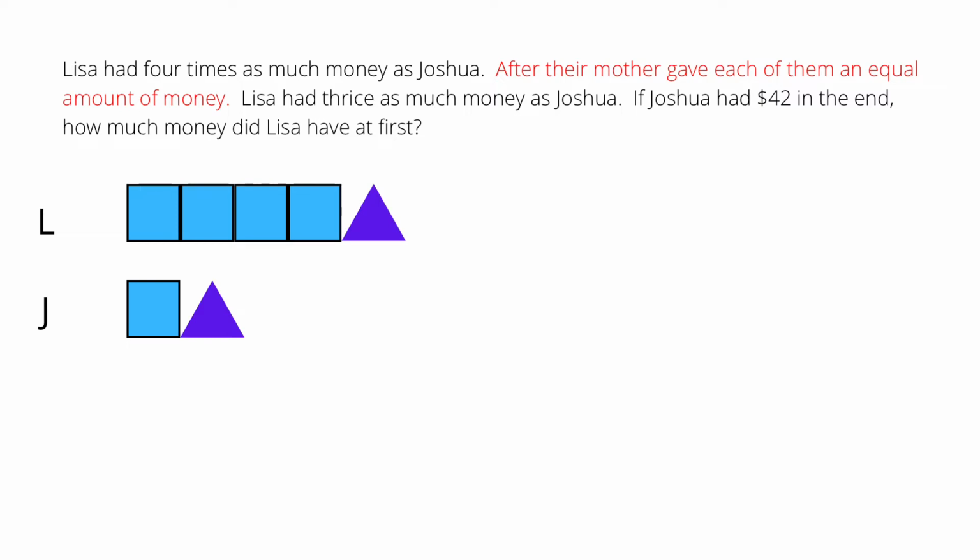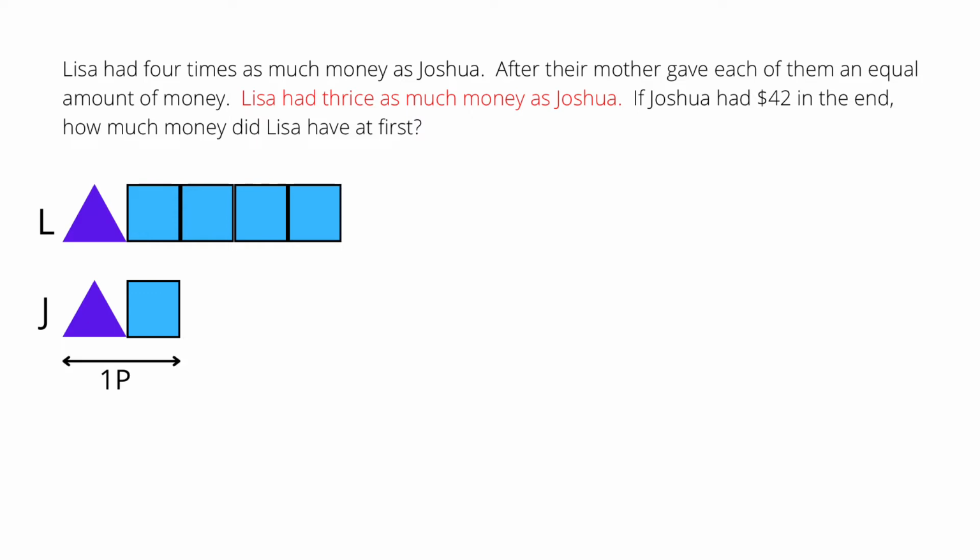Most of you would usually put a triangle on the right hand side, correct? But I will usually do this way instead. I just found this way easier to study the models. Next, Lisa had thrice as much money as Joshua. This is the end result. Joshua had 1 part and Lisa had 3 parts.